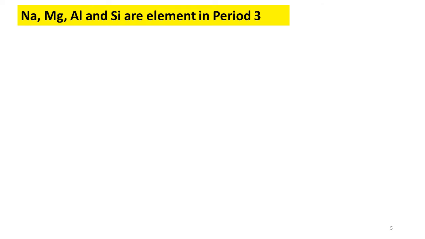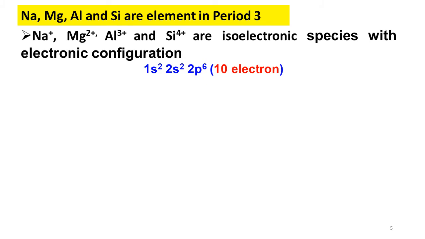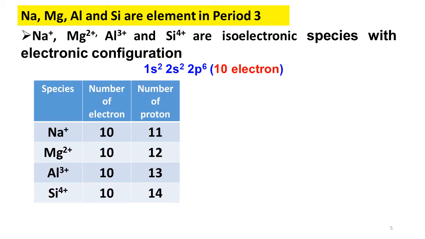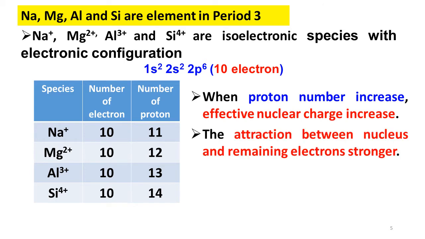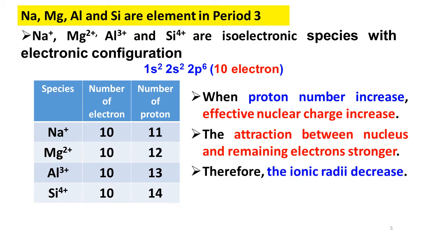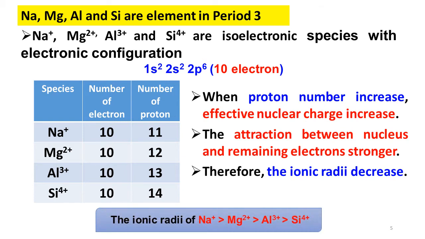Sodium, magnesium, aluminium, and silicon are elements in period 3. Sodium ion, magnesium ion, aluminium ion, and silicon ion are isoelectronic species, which have 10 electrons with electronic configuration 1s2 2s2 2p6. When proton number increases, effective nuclear charge increases. The attraction between nucleus and remaining electrons is stronger. Therefore, the ionic radii decrease. The ionic radii of sodium ion is more than magnesium ion, more than aluminium ion, more than silicon ion.